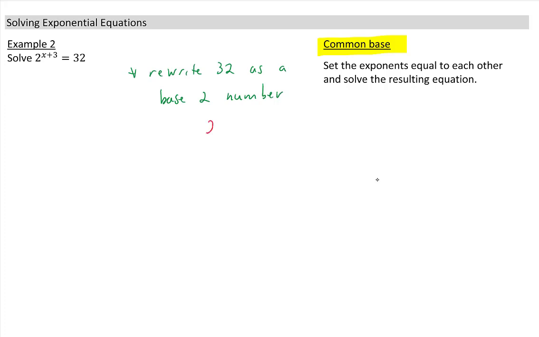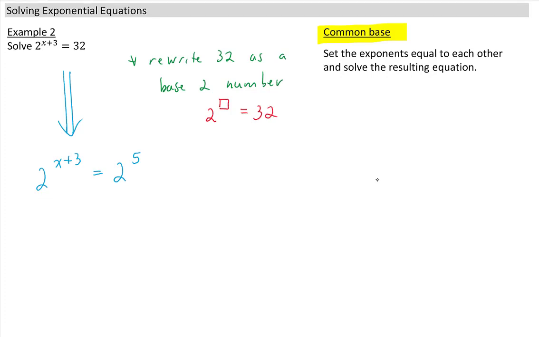And that means we need to take 2, find some exponent, and end up with an answer of 32. So on your calculator, you try 2 to the exponent 3, 2 to the exponent of 4, 2 to the exponent of 5, and you will get 32. So what we now have is that 2 to the exponent of x plus 3 is equal to 2 to the exponent of 5. That's because this and this are equal.